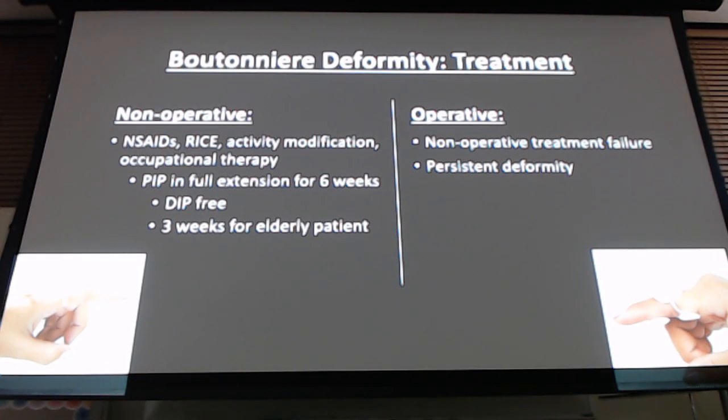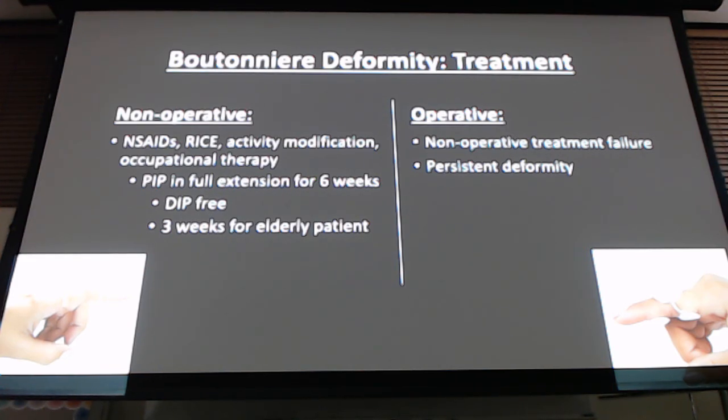Okay? So non-operative treatment. So non-operative treatment is what? NSAIDs, RICE, activity modification, occupational therapy. But for how long? So you have to keep that PIP in a certain position for how many weeks? 6. And the DIP is free. A rule in hand orthopedics, or orthopedic surgery, hand subspecialty, is that you do not immobilize joints that don't need to be immobilized. This is an example of that.